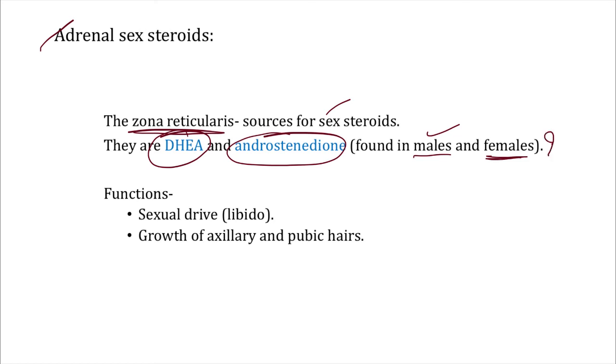So why are they found in females? Because of one very specific function. What is that? These DHEA and androstenedione sex steroids regulate the sexual drive, that is our libido, in both males and females. Not only this, they also regulate the growth of certain hairs, the axillary and pubic hairs, right? So the zona reticularis secretes sex steroids, and the sex steroids are DHEA and androstenedione, found in both males and females, and the functions are that they regulate the sexual drive, the libido, and the growth of axillary and pubic hairs.